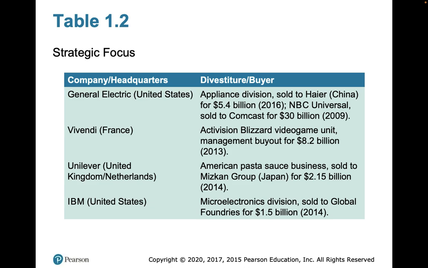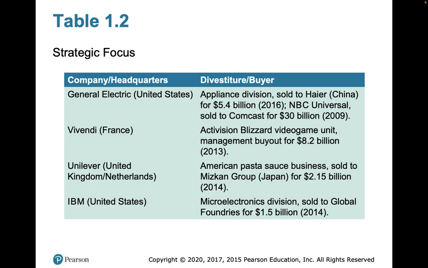Now we're going to look at more companies and how they've used this strategy of focusing on a particular thing to do to actually excel. One is General Electric. This is a United States company, and they're known for appliances, right? We have Vivendi from France. What do they do? They do video games.